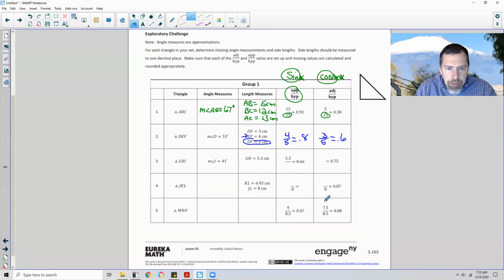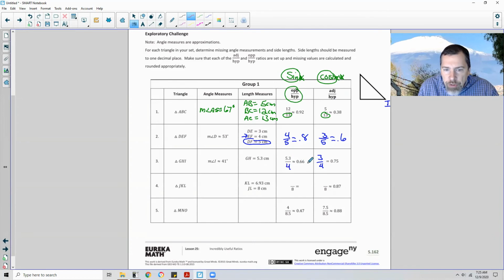Okay, number 3. We have a triangle GHI. The measure of angle I is 41 degrees. GH is 5.3 centimeters. And it's up here. So that's my opposite. That's got to be opposite I. So if I put I here, GH is opposite I. And what is 0.75 as a fraction? It's 3 over 4. So there's the 3 sides. So if our hypotenuse is 4, then our hypotenuse is 4 here as well.